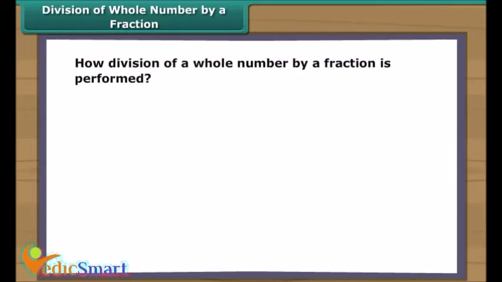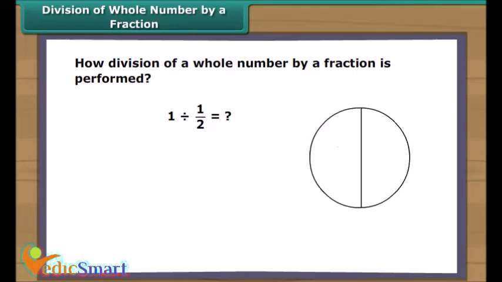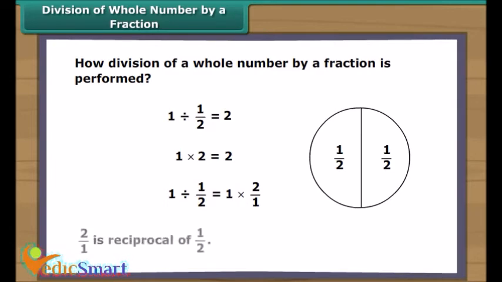Division of a whole number by a fraction. How is division of a whole number by a fraction performed? Come, let us find out. Let us take the example of 1 divided by half. We divide a whole into a number of equal parts such that each part is half of the whole. Thus we will get 2 half parts. So we can say that 1 divided by half is 2, but 1 multiplied by 2 is also 2. Thus, 1 divided by half is equal to 1 multiplied by 2/1. 2/1 is the reciprocal of 1/2.